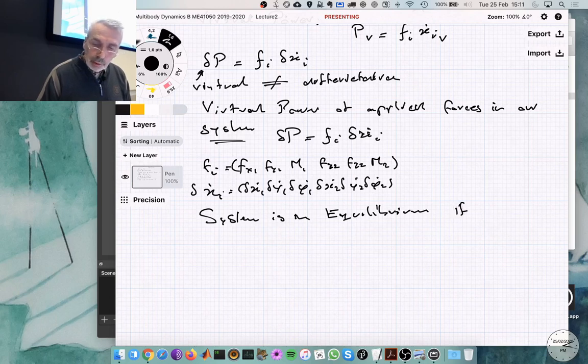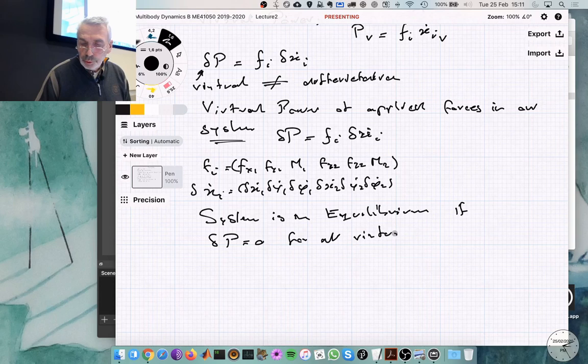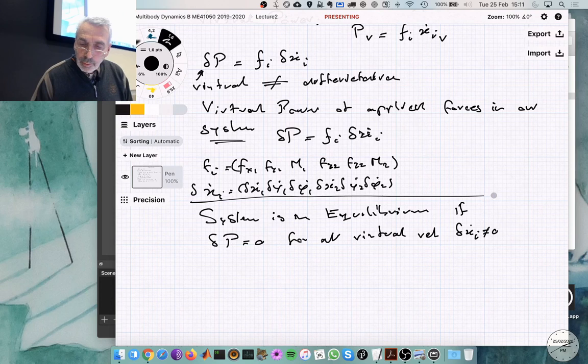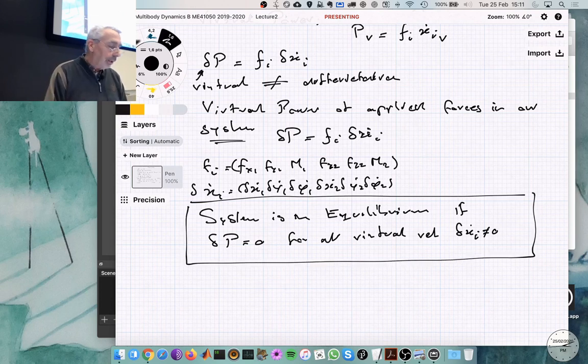If the virtual power of these applied forces is 0 for all virtual velocities, delta dot xe, as long as they're not all 0. If they're all 0, then it's sort of stupid. Then the result is always 0. And this is what we're going to use because we want to know about equilibrium.